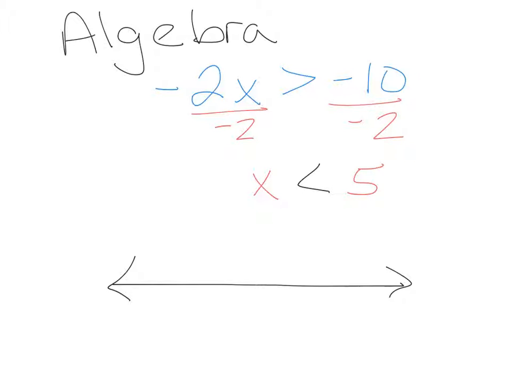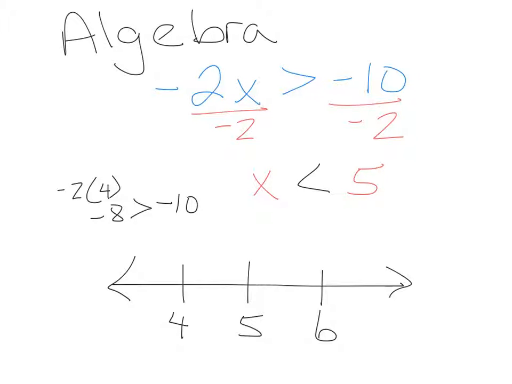Let's graph this just to convince ourselves that this works. So since this says less than, that tells me that the numbers to the left of 5 should work because they are less than 5. So let's test it. If I use this 4 and plug it in up here, -2 times 4 is -8, which is indeed greater than -10. So that is true. So since that's true, this side does indeed get shaded. And because it's less than and can't be equal, I'm going to have an open dot on the 5.